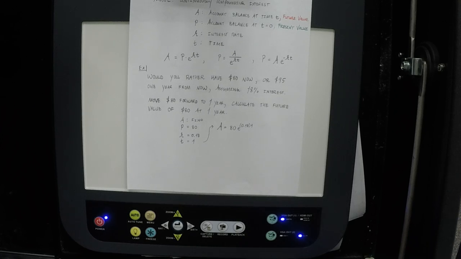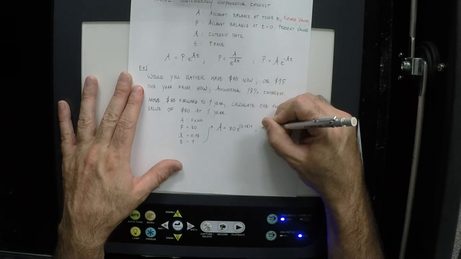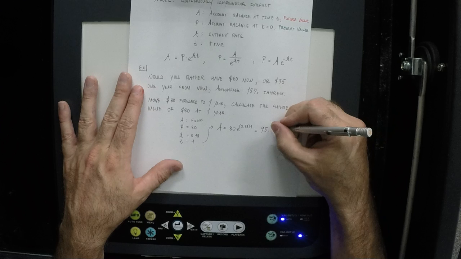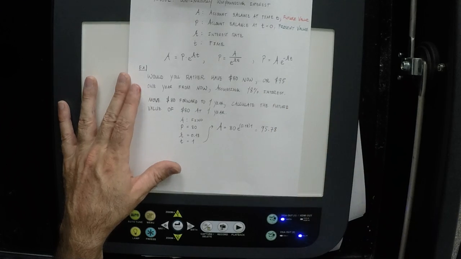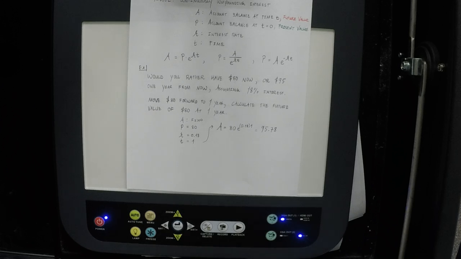Okay, so now you let the calculator do its thing. 80 times the exponential of 0.18 is $95.78. So what does that mean? What bearing does that have on the answer to the question? So what's the answer to the question? Would you rather have 80 now or 95 in a year? Take the 80, right? Because we've got to have that 78 cents.